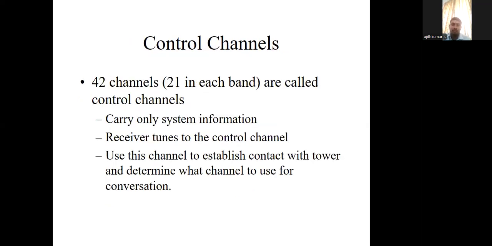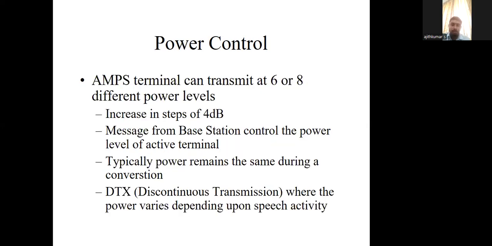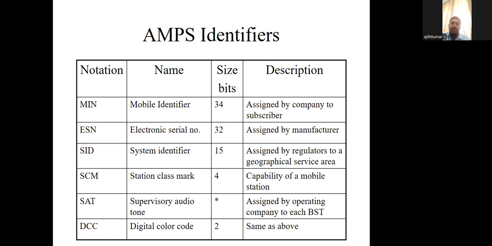Expanded, the control channels are 42 channels, 21 in each band, called control channels. They carry only system information. The receiver tunes to a control channel. It uses this channel to establish contact with the tower and determine what channel to use for conversation. Then power control: an AMPS terminal can transmit at 6 or 8 different power levels.